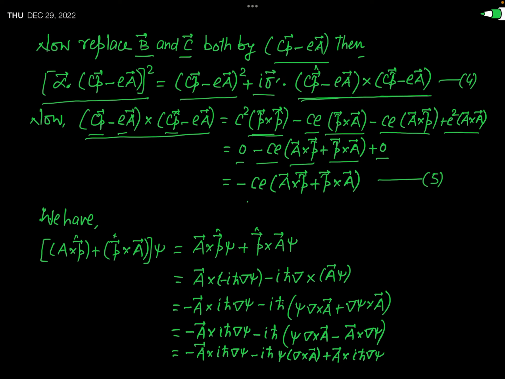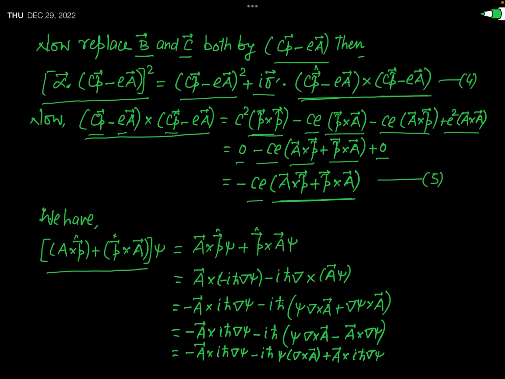So this is simply minus Ce times A cross P plus P cross A, okay? Now, we have to know the meaning of this operator. This is an operator, remember, A cross P plus P cross A, and our aim is to cast this operator in a simpler form, and for that we will operate this operator on the wave function psi. So A cross P plus P cross A is operated on psi, then what will be the result?